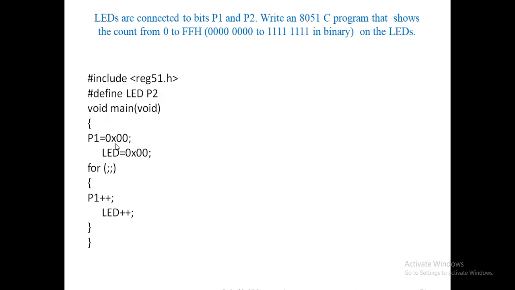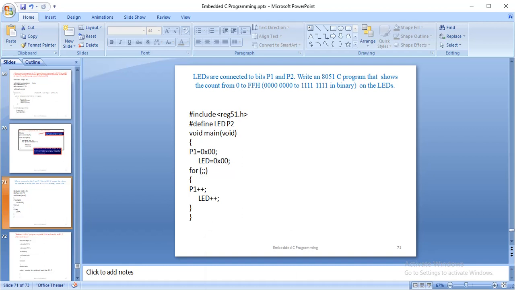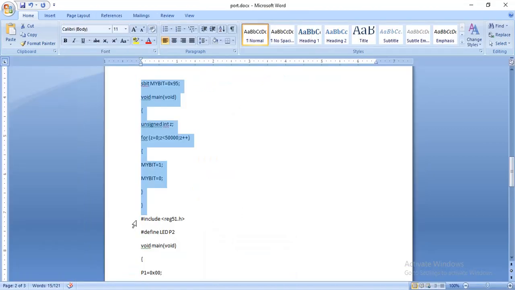Void main, P1 I loaded with 0x00, x represents hexadecimal. LED also I loaded with 0x00, it is hexadecimal. For in the bracket, two semicolons I placed over here. This loop has to run infinite times until you switch off the system or the simulation button. Okay, now we go for the simulation software to execute.